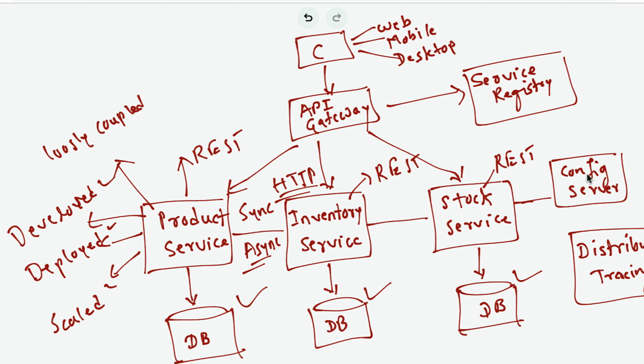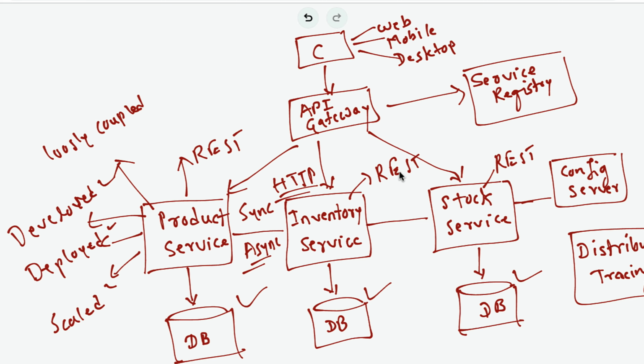One more key component is the config server. This config server component will externalize the configurations of microservices. And one more key component is distributed tracing. In order to maintain the logs, or the complete log hierarchy, of a particular HTTP call, we can use distributed tracing. So these are a few key components in a microservices architecture.